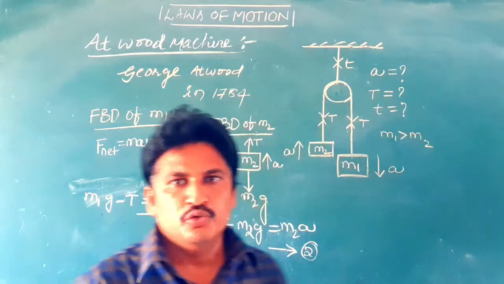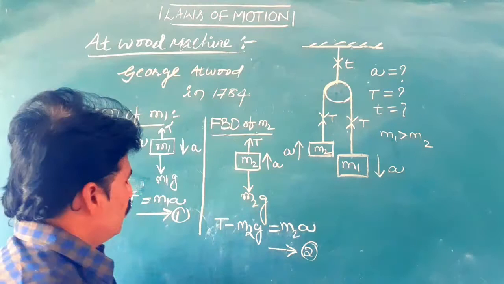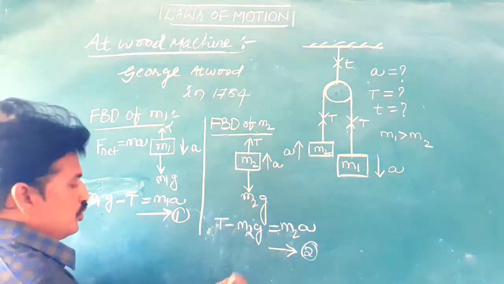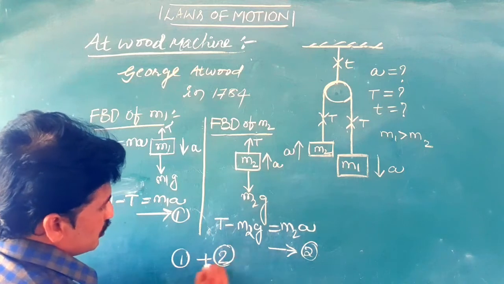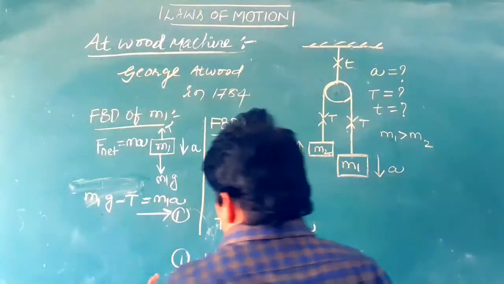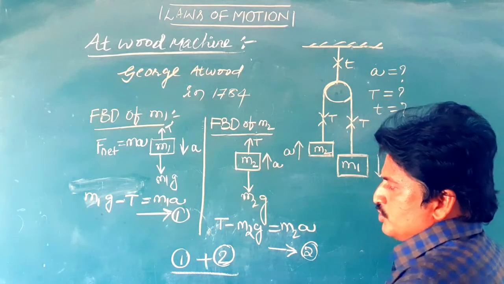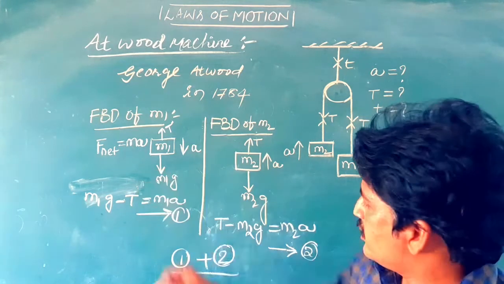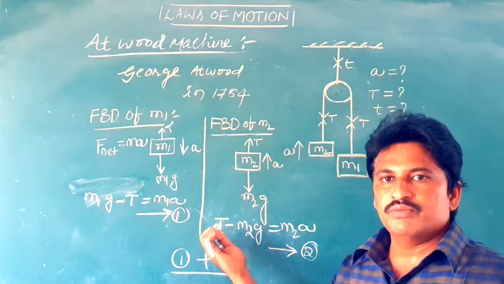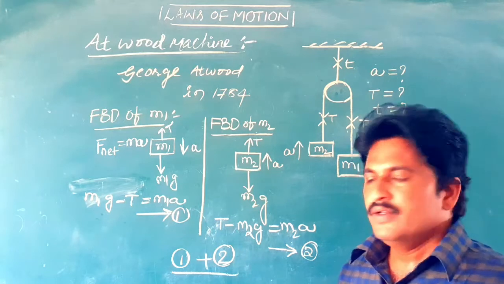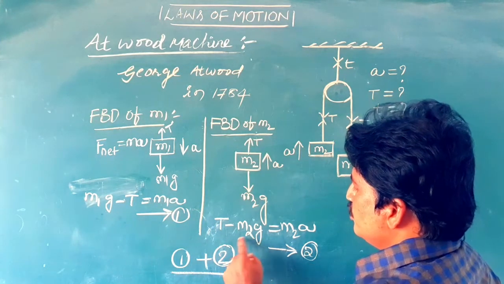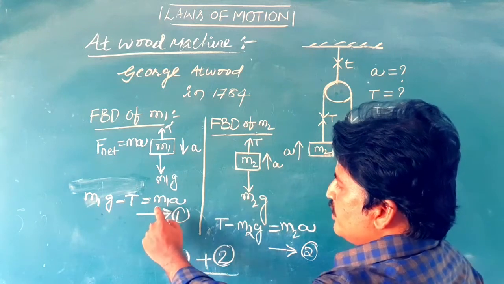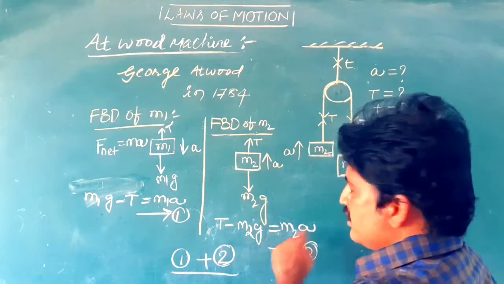Okay students, see these two equations. After this, we can add equation number 1 and 2. After adding these two, see here students, minus T plus T gets cancelled. Then the result is M1g minus M2g, and also the right side of the equation, M1a plus M2a, students.